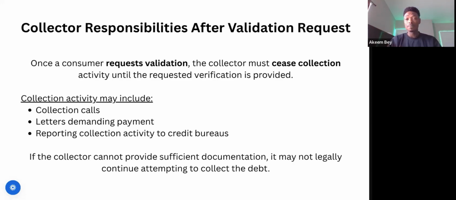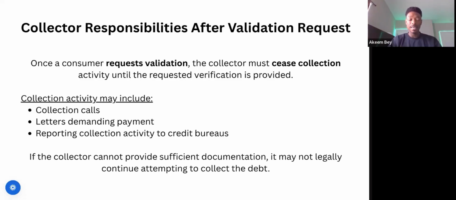So, the collector's responsibility after a validation request. Once a consumer requests validation, the collector must cease collection activity until the requested verification is provided. This is a very important step because once you send that validation letter, they have to cease collecting. Sometimes they have to cease reporting, and this will give you wiggle room to challenge that with the credit bureaus while you're in the process with the actual collection company, where they're not able to really verify the account. A lot of times this is how we're able to get collections removed very fast.